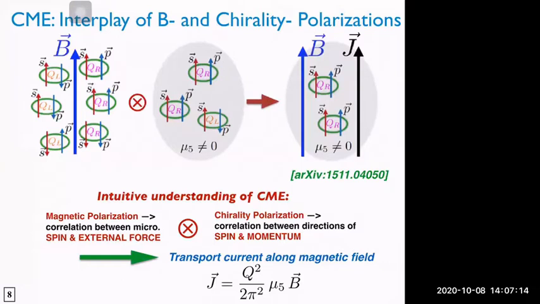Now, if on top of that, we do have non-zero chirality of the system. Let's imagine an extreme case, we have only right-handed quarks. Now in that case, the spin is going to be correlated with momentum. And this is just chirality polarization. Spin and momentum are parallel to each other.